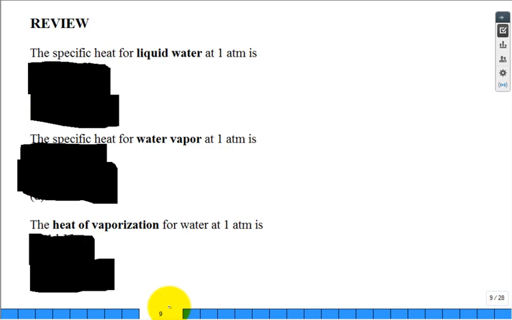So can you do me a favor with the friends sitting next to you? What is the specific heat of liquid water at 1 atm? What is the specific heat of water vapor? And then what's the heat of vaporization for water at our favorite pressure, atmospheric pressure, 1 atm?